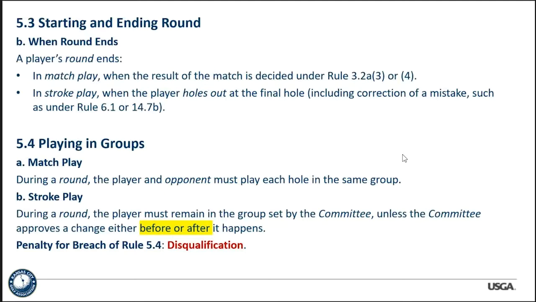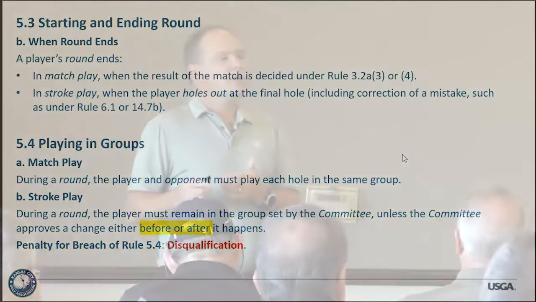In stroke play, we must remain in the same group set by the committee unless the committee approves a change before or after it happens. Why did I highlight that? What does before or after mean? I kind of alluded to this last week. It means it's not an automatic disqualification if the groups pair up. It is a penalty unless the committee says it's not. And it says it right here. So if two twosomes are playing behind the entire field of a bunch of threesomes and foursomes and they say, we're waiting on every stroke, we're going to pair up, they are liable to penalty unless the committee says no, you're fine. So that's what this rule means right here.